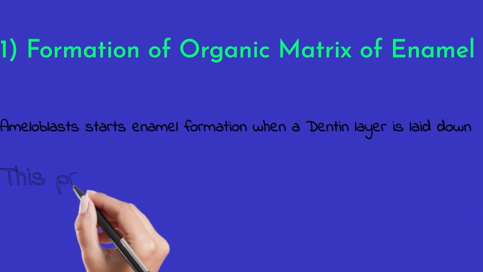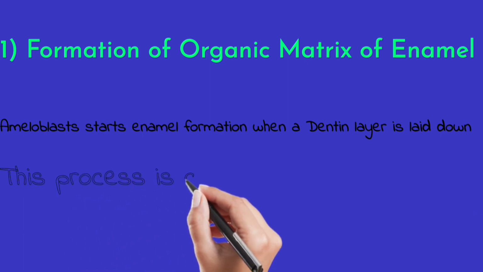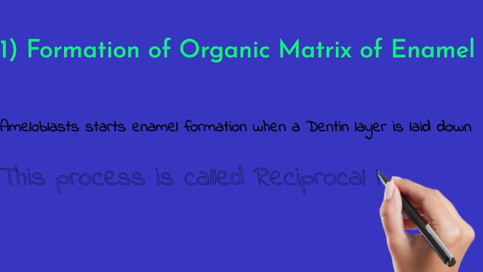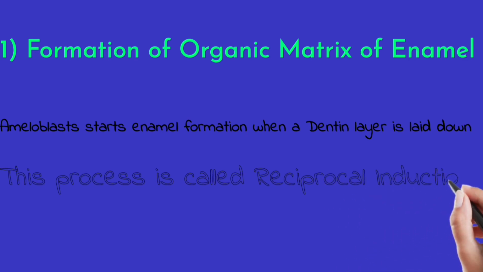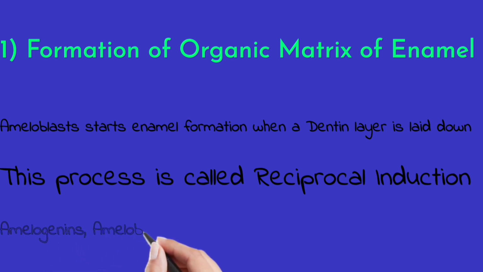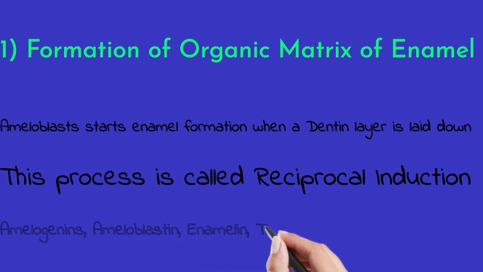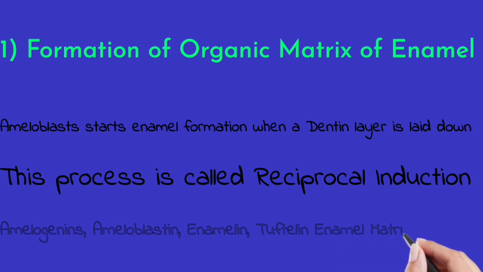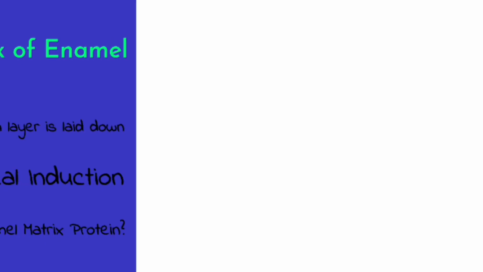Now we have many enamel matrix proteins, like amelogenin, enamelin, ameloblastin, tuftelin. All these enamel matrix proteins help in the formation. For example, tuftelin helps in cell signaling, ameloblastin and enamelin help in the nucleation and growth of enamel crystals, while amelogenin maintains the distance between the enamel crystals.